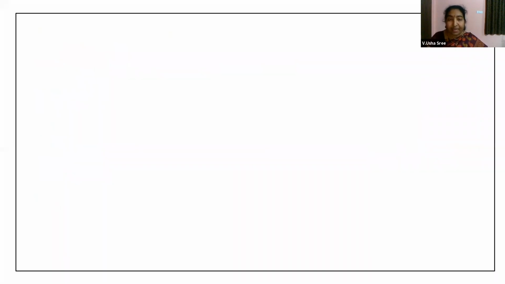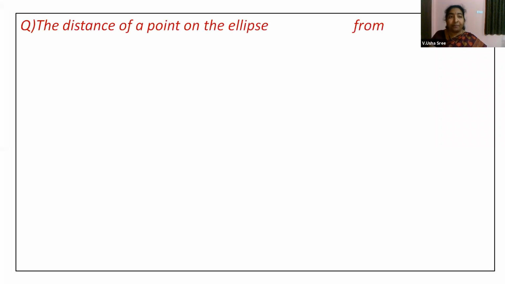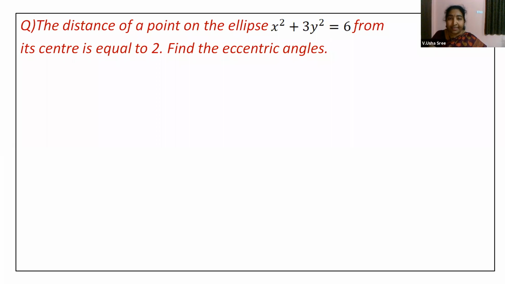Now, we'll see a problem on this eccentric angle. The distance of a point on the ellipse x square plus 3y square equal to 6 from its center is equal to 2. Find the eccentric angles. See, just now when I was showing you the eccentric angle, where was the eccentric angle taken, children? In the first quadrant. Now, likewise, you can also have eccentric angles in the second, third, and fourth quadrants.